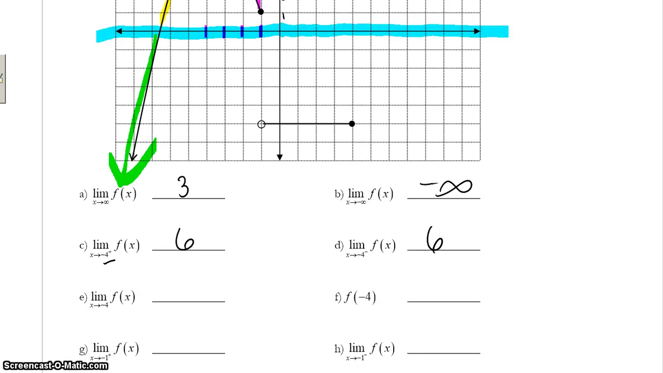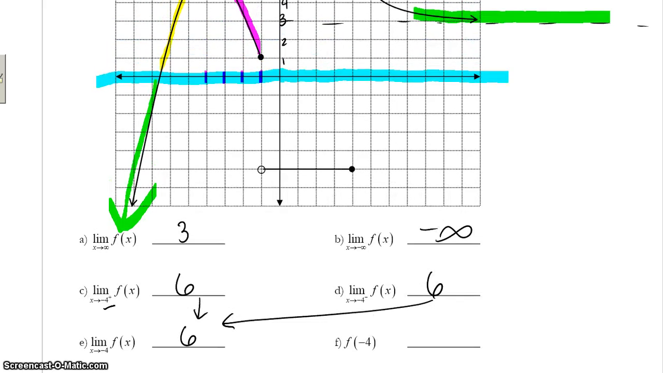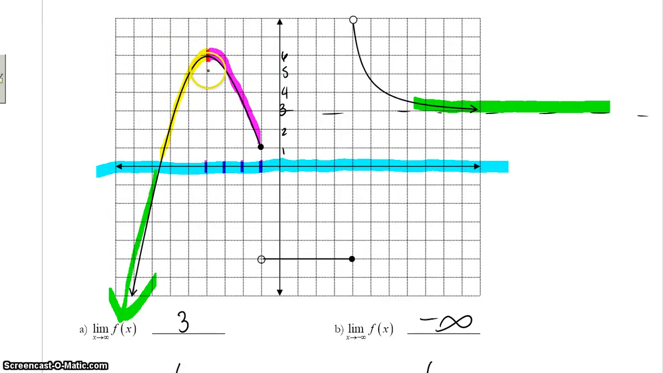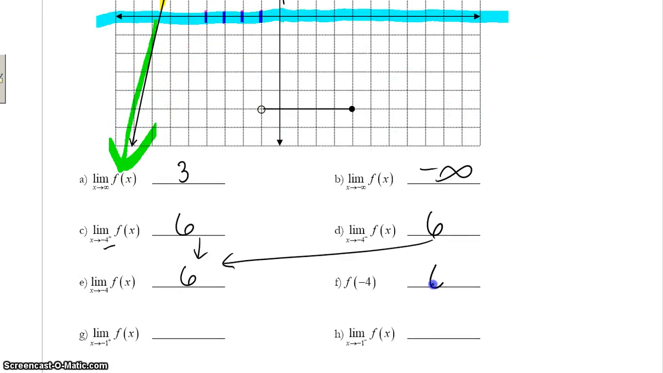So the limit as x approaches negative 4, f of x approaches 6, because the left hand and right hand limit are the same. So now we look at f of negative 4. So when x is negative 4, f of x is 6. So this is 6.